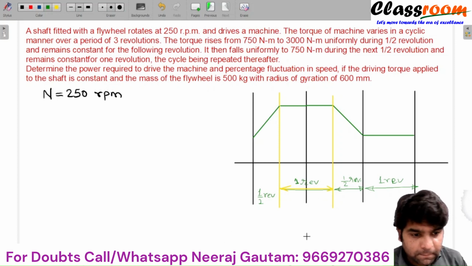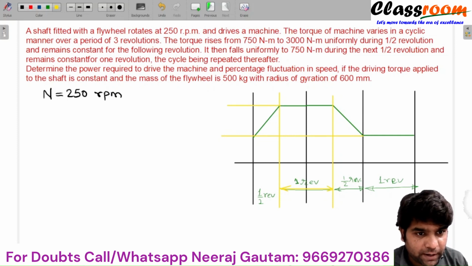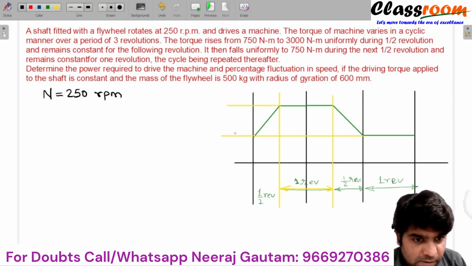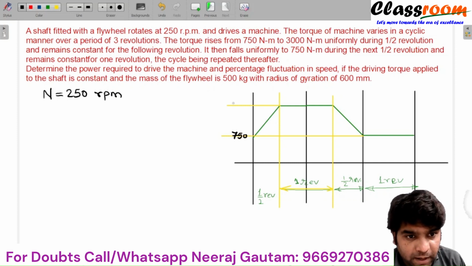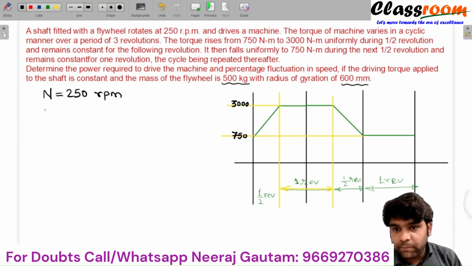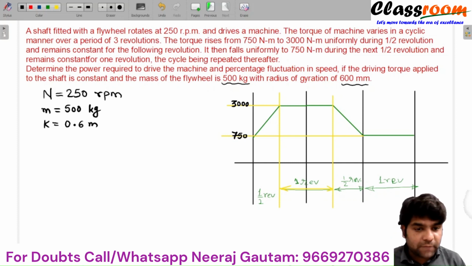The value of torque at this point is 750 and the value of torque at this point is 3000. The value of torque at this point is 750 Newton meter and here the value of torque is 3000. Now first we have to determine the value of average torque. The given data for flywheel is mass and radius of gyration. Mass of flywheel is 500 kg and radius of gyration is 600 mm, that is 0.6 meters.